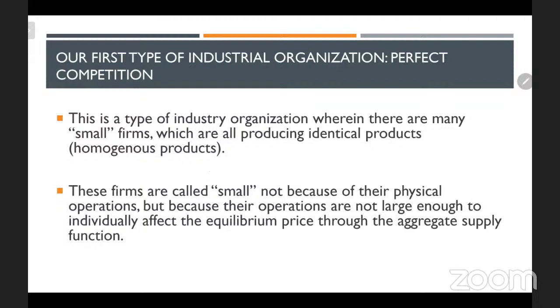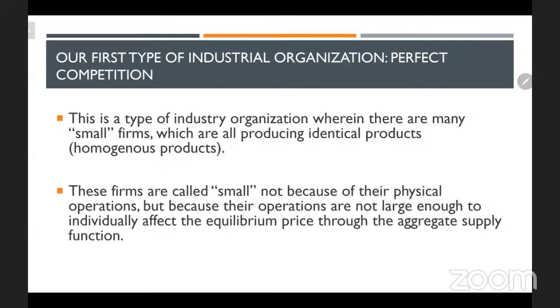Okay. So, the first type of industrial organization we're going to look at is what we call perfect competition. What is it? This is a type of industry organization wherein there are many, we call them small firms, but they're not necessarily small na parang mom and pop size. When we say small, it just means that no firm is big enough to affect price. Kasi you can affect price kapag masyado kang malaki. You're bigger than the rest. Ano man ang operations mo will affect price.